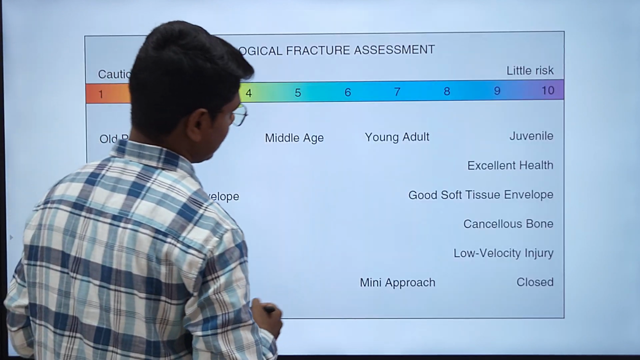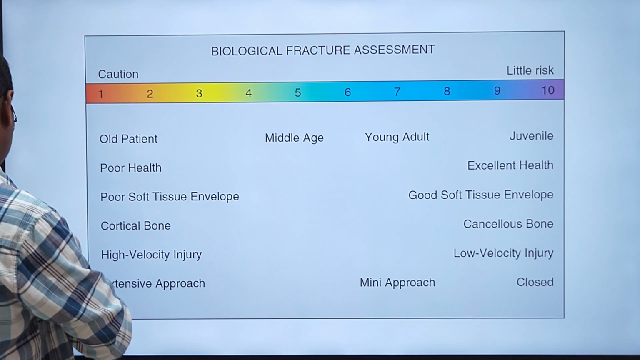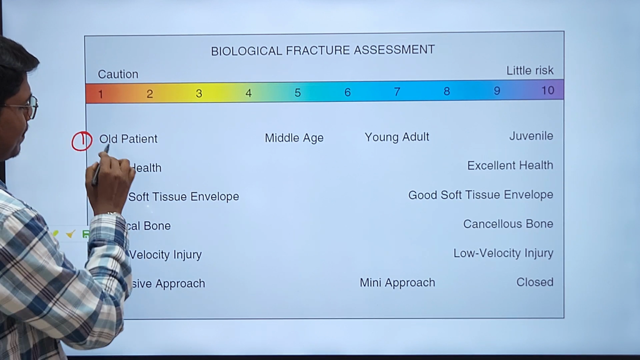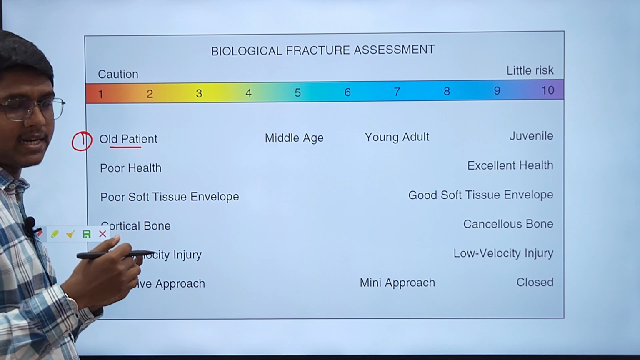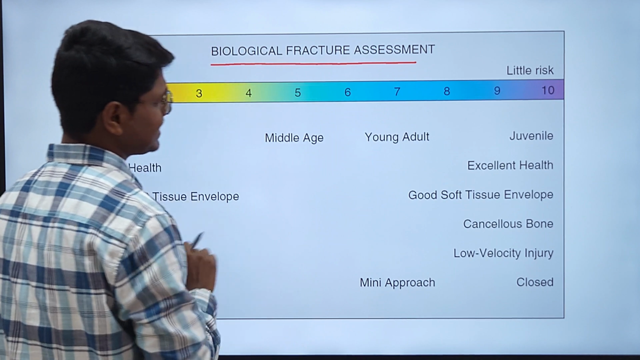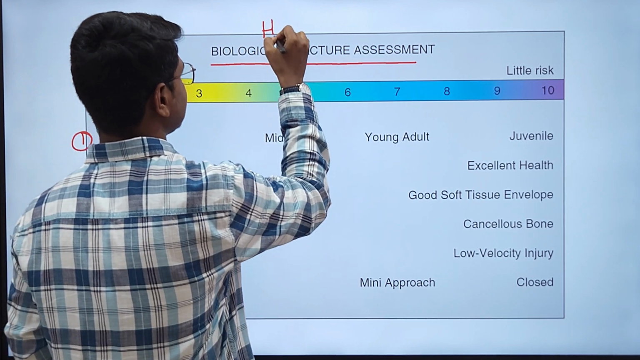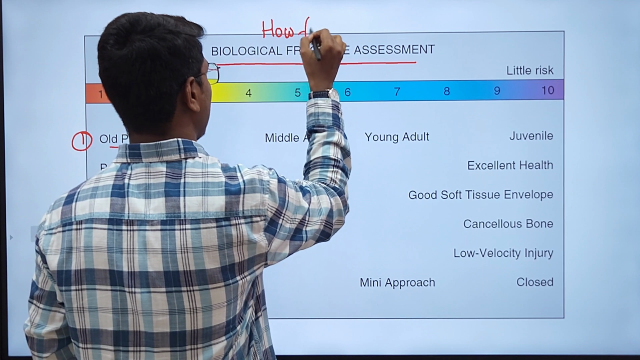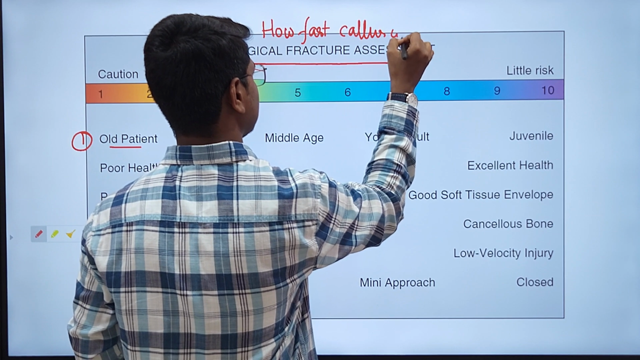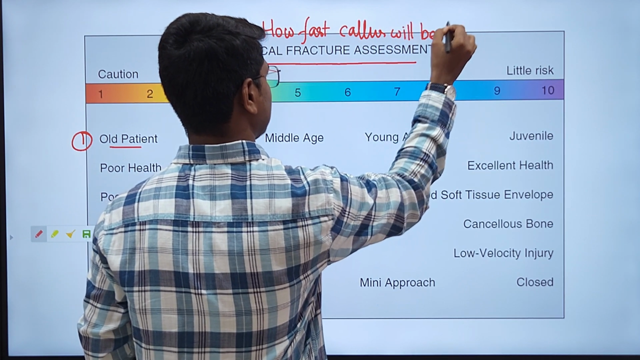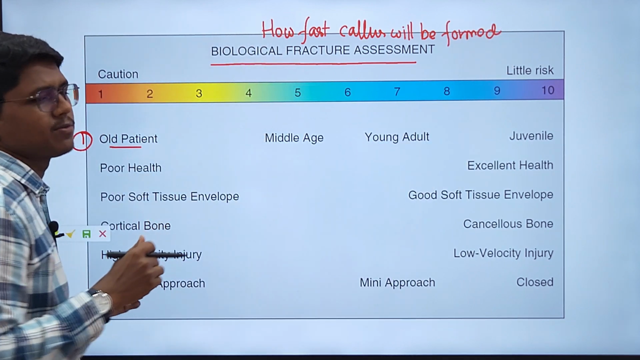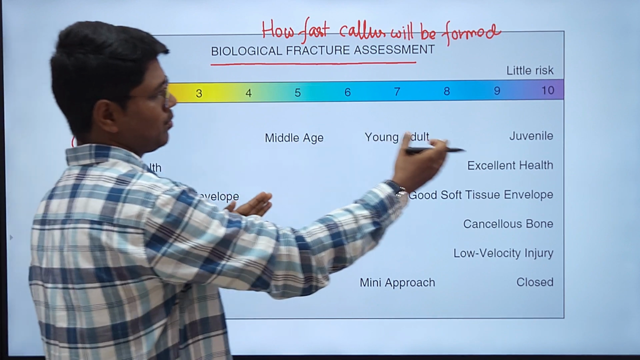Next is the biological fracture assessment. Here there are some parameters. First one, mostly the age. Older patient, you know that the healing will be delayed. Actually this biological fracture assessment signifies how fast the callus will be formed. So first is age. You know that in old age the callus formation will be delayed, so according to that you have to score.